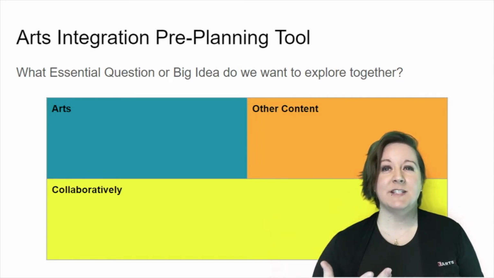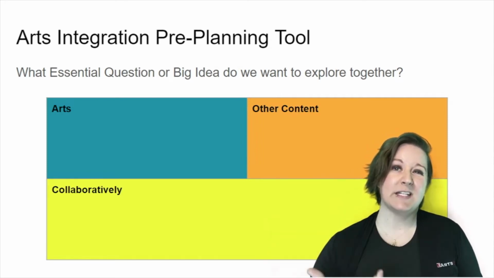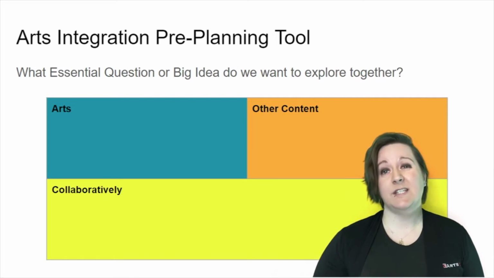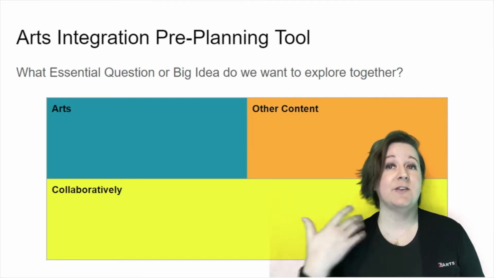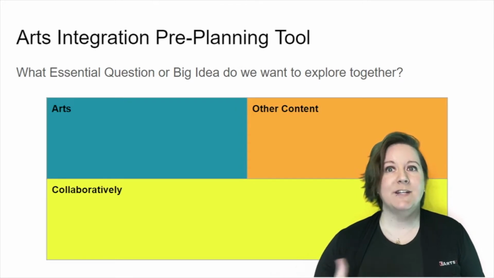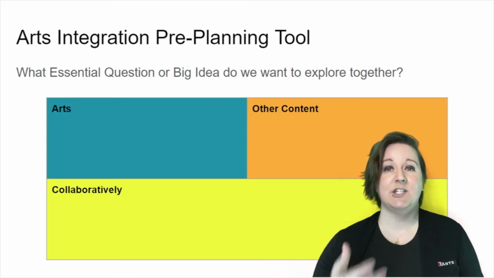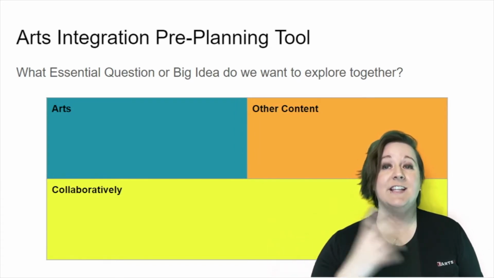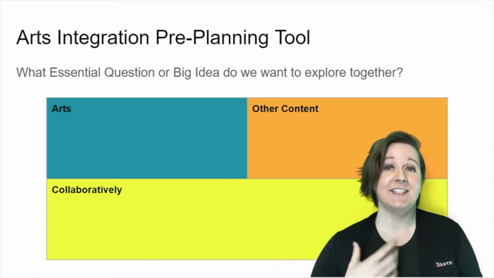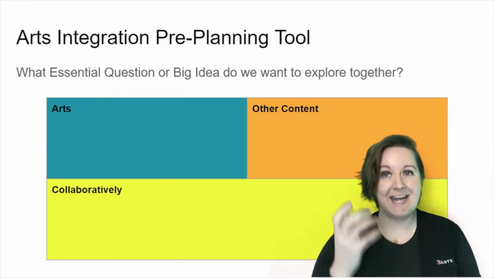So maybe I'm noticing in my classroom that my students aren't grasping this particular topic or skill, and I think an additional lesson or collaborative lesson would help them understand that better. Or maybe I just have a really big idea that I want to integrate with another subject. Me as the arts teacher can input those questions or big ideas in my box, and the other content teacher can put theirs in their box. Then collaboratively, we can design and ask essential questions or ideas that we think combines each of our contents naturally.